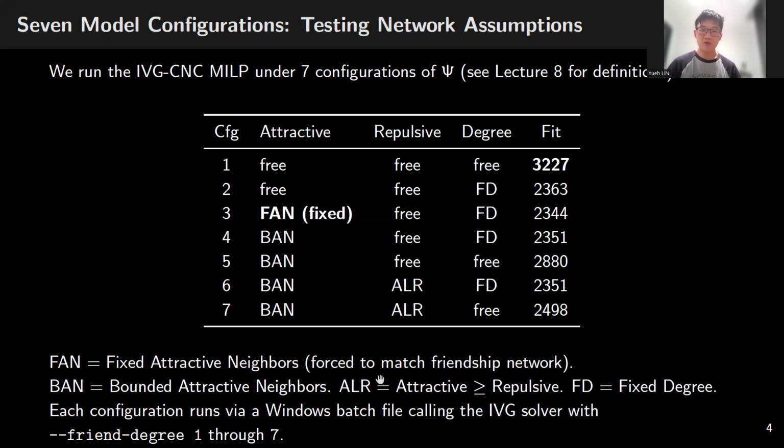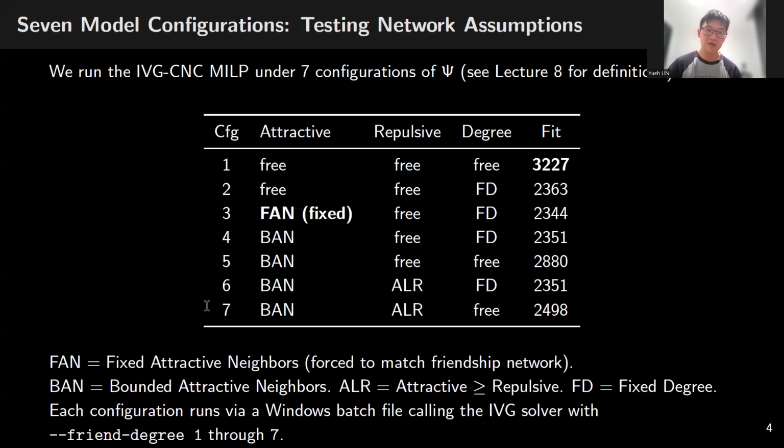Configuration 3 is one of the most restrictive. So attractive neighbors are forced to exactly match the friendship network. So really matched to how the data is provided. And of course, as a consequence of that, the degree is fixed. Let's look at configuration 4.